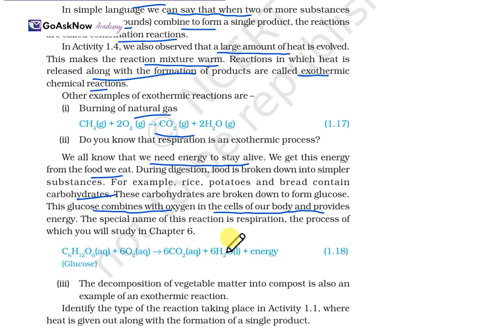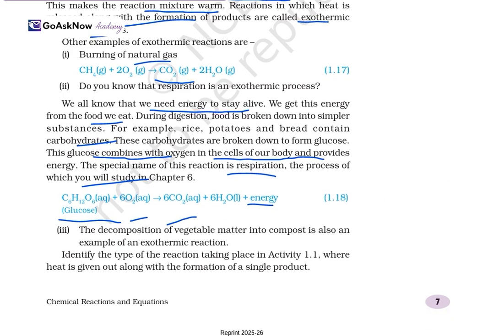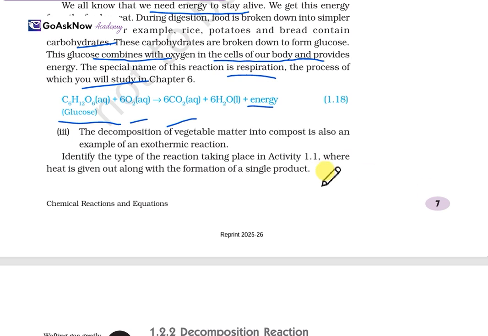The special name for this reaction is respiration, a process which we'll study in detail in chapter 6. But for now, we have studied how it works. The formula for glucose is C6H12O6, plus 6O2, oxygen, which is in the aqueous state. And as products, we are getting 6CO2 in aqueous solution plus 6H2O, which is in the liquid state, and then energy. So this is the reaction for the respiration process.